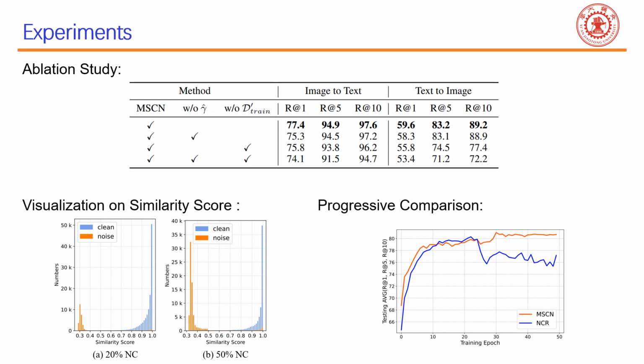To evaluate the performance of the proposed components, we conduct the ablation study on the Flickr with 20% noisy correspondence. We can see that all components are important to achieve advantageous results. The visualization on the similarity score distribution predicted by MSCN shows that our method can successfully provide corrected similarity scores. The progressive comparison with another strong baseline shows that our MSCN achieves a more stable performance in the overall training process.